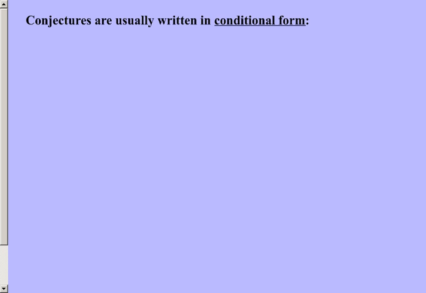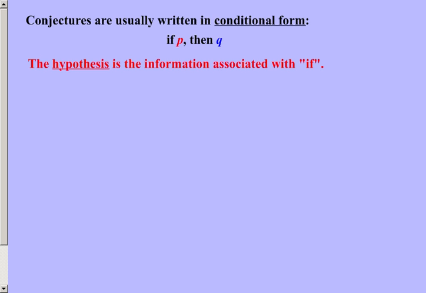Okay, now conjectures are usually presented in what's referred to as conditional format. And conditional format is basically this generic structure: if P, then Q. Now, P and Q are certain pieces of information, actually very important parts of sentences. They are the information that is going on in the sentence. The P part is called the hypothesis. And the hypothesis is the information that is associated with if, as you can see there in the conditional format. No great secret there.